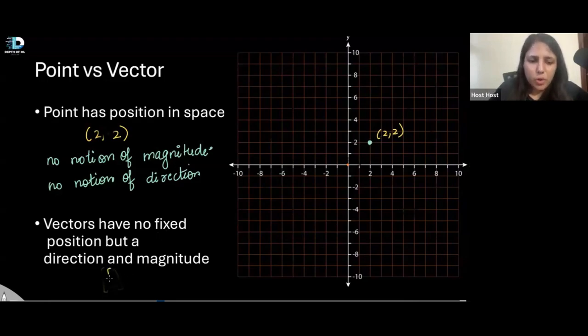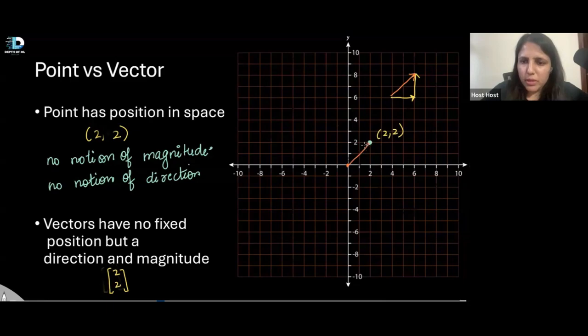But suppose I have to draw (2, 2) as a vector. I can, in general, draw (2, 2) anywhere. I will go 2 in this direction and 2 in this direction, and this is my (2, 2) vector. But in linear algebra, it is always rooted at the origin. So this will be my (2, 2) vector.